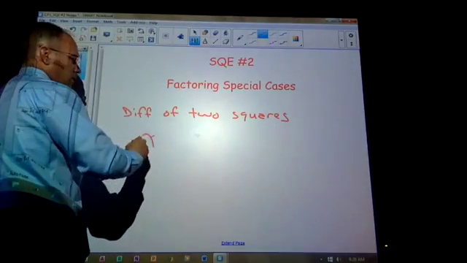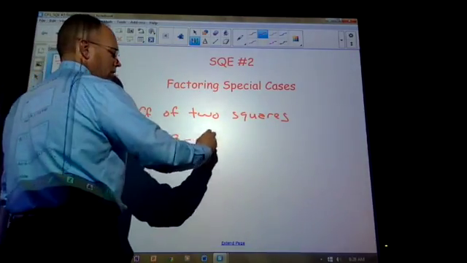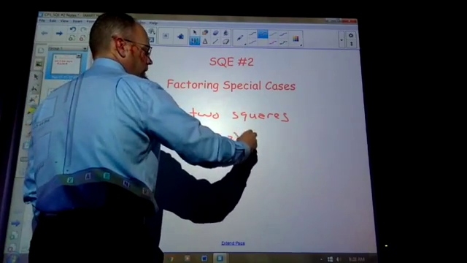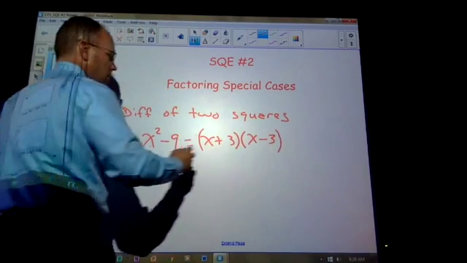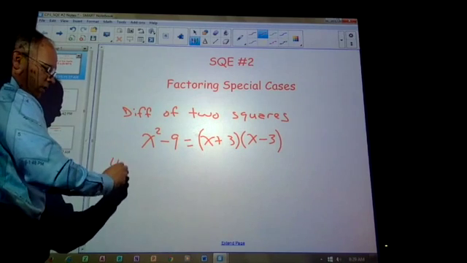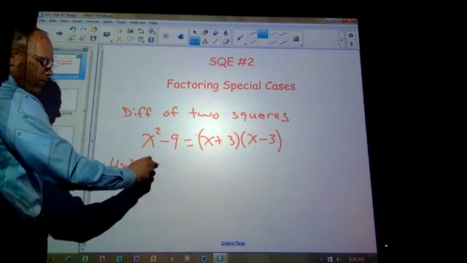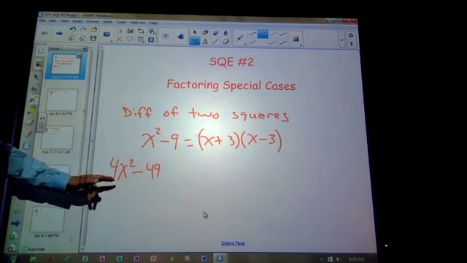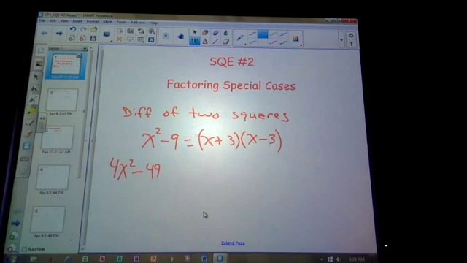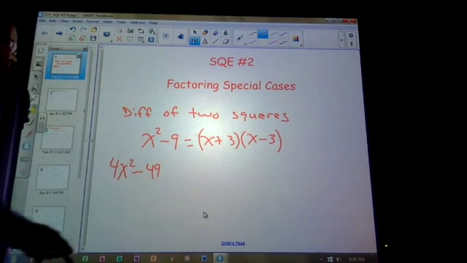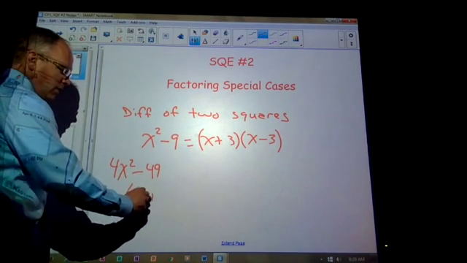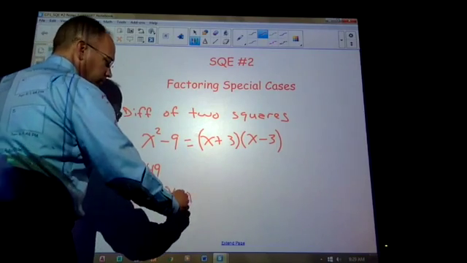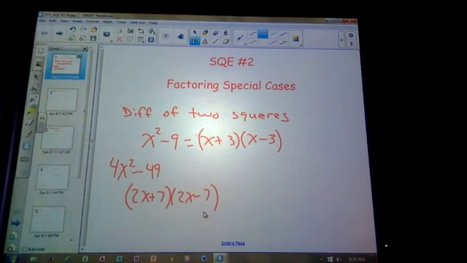And so things you've seen as far as this goes, you've seen things like this, and this would be if you were to factor it. Or you might even see something like this. That's sometimes a trickier one because people don't realize that 4x squared is actually a perfect square. It's actually 2x and 2x, and 49. So this one would break down to 2x plus 7 and 2x minus 7. So difference of two squares is the first of your special cases.